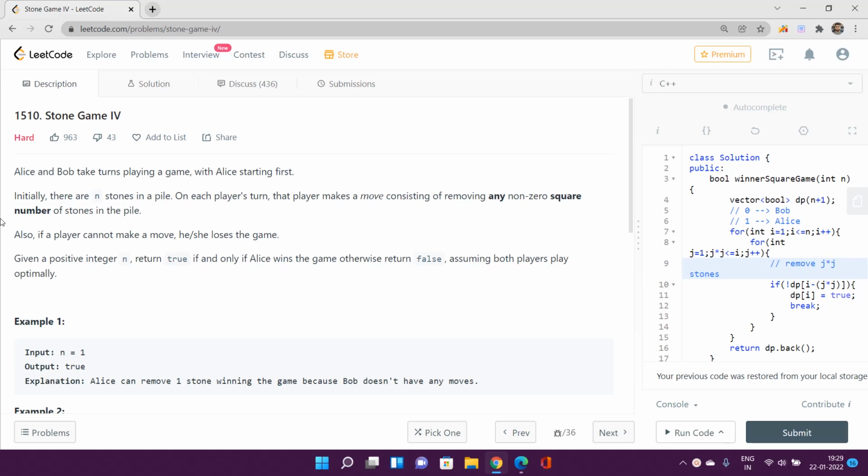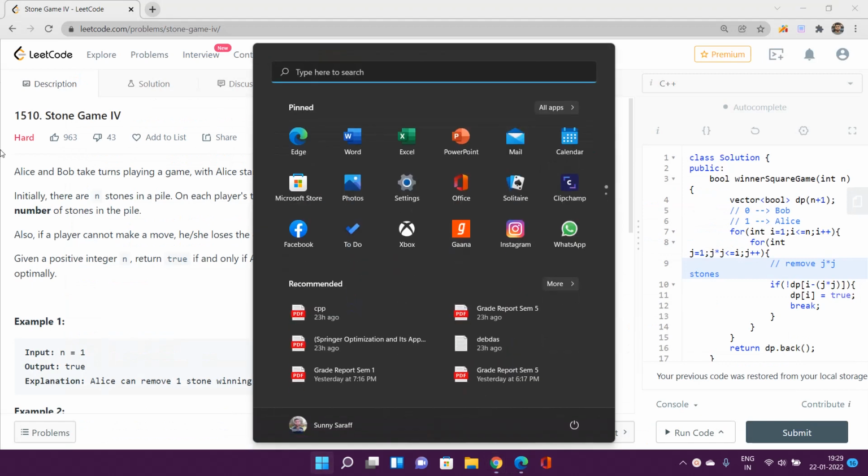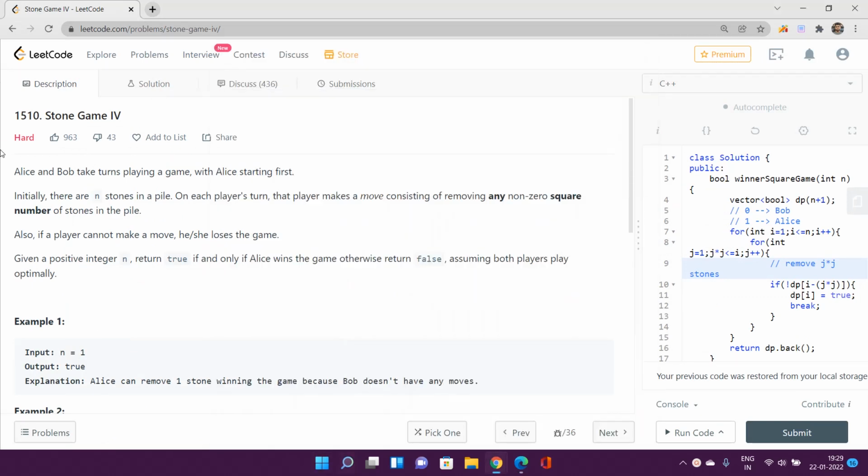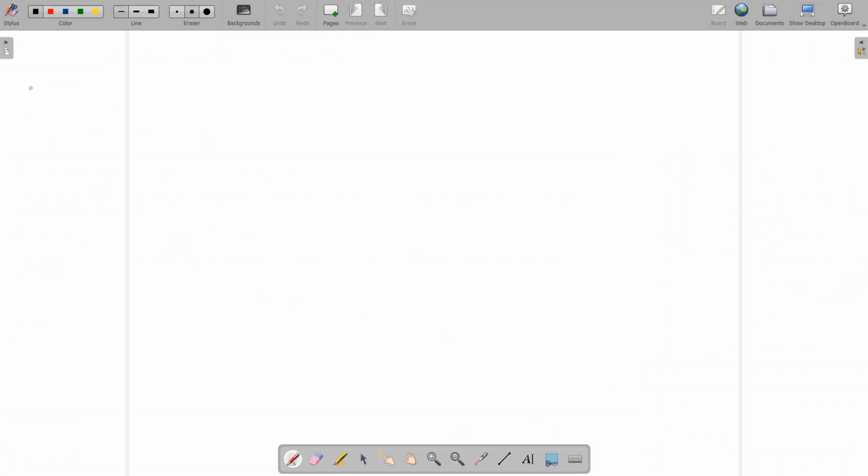Let's take some n, let's say n equal to 5. It means that there are 5 stones in the pile, and we are going to remove, one by one, starting from Alice, some non-zero square number. So Alice is going to start.